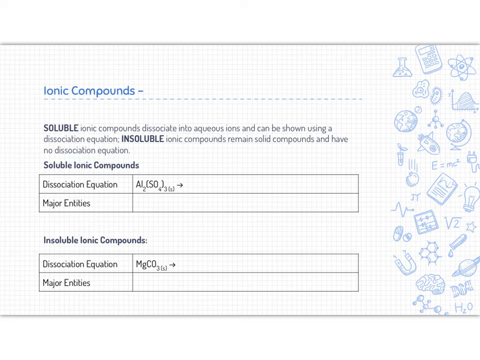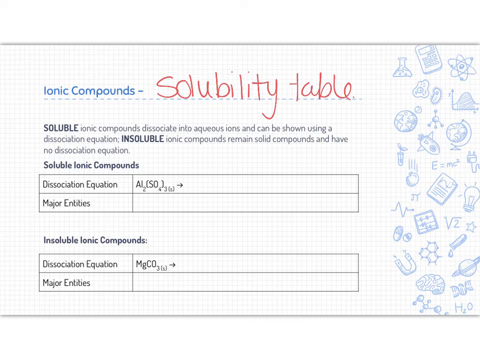Ionic compounds can be divided into two different ideas. We can have a soluble ionic compound, or we can have an insoluble ionic compound. To decide this, after we know it's ionic, we need to look at the solubility table. Soluble ionic compounds will dissociate or split into their ions and can be shown using a dissociation equation. When we write a dissociation equation, we're going to write the ions that make our ionic compound separately.